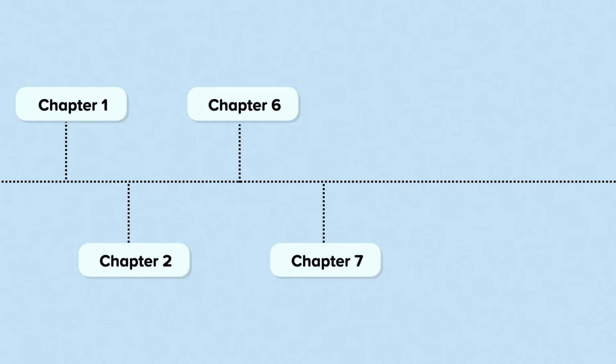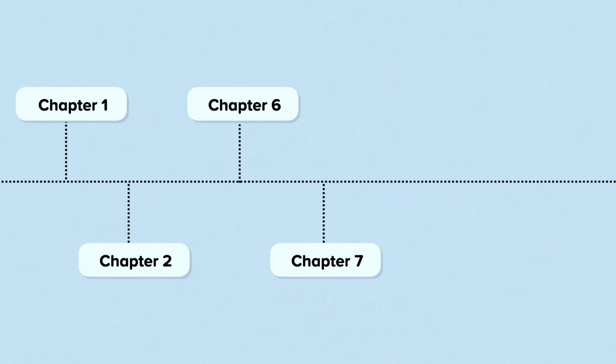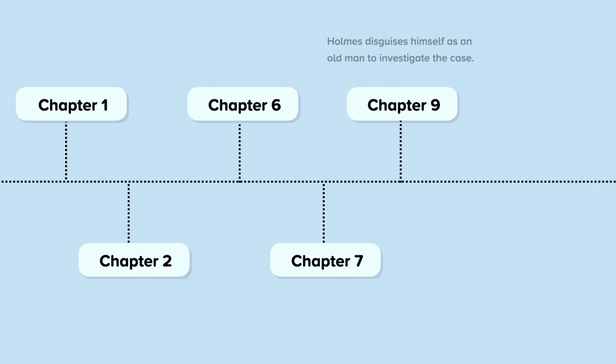In Chapter 7, Holmes and Watson use Toby the dog to follow a trail that eventually leads to a boatyard. Holmes learns Small has hired the Aurora in order to escape. In Chapter 9, Holmes disguises himself as an old man in order to investigate the case.